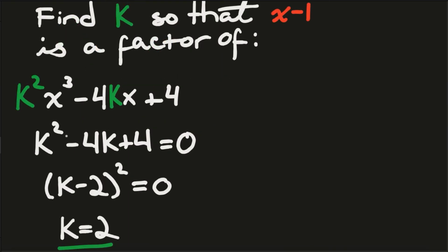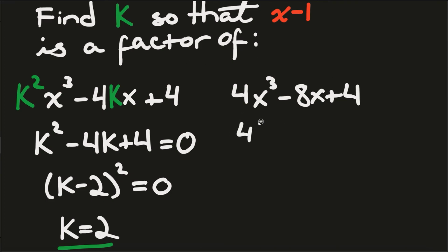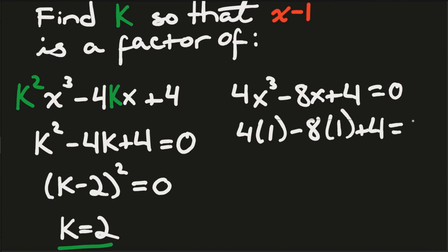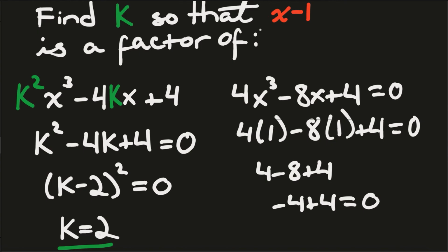As we have established that k equals 2, we can go ahead and substitute it into the original expression. 2 squared equals 4, minus 4 times 2 would be 8x, plus 4. And since we know this linear term x minus 1 is a factor of it, it means that when we substitute in 1, this entire expression should be equal to 0. So 4 minus 8 times 1 plus 4 equals 0. And then 4 minus 8 plus 4, negative 4 plus 4 indeed equals 0, meaning that x minus 1 is a factor of this polynomial.